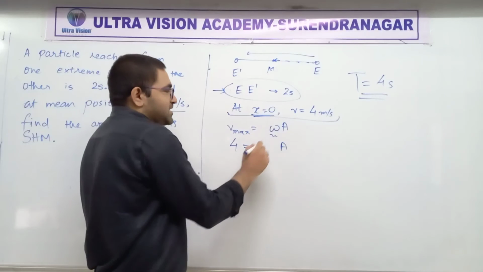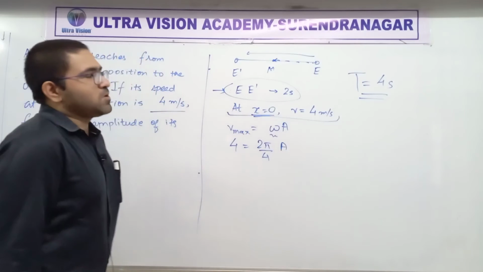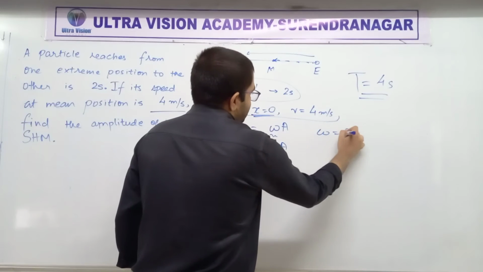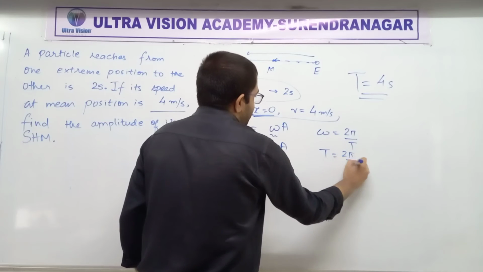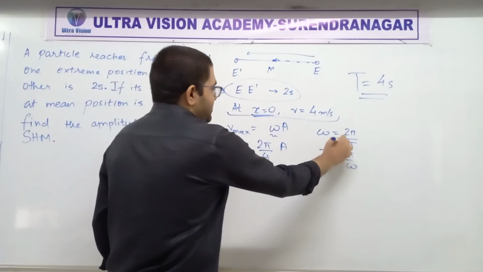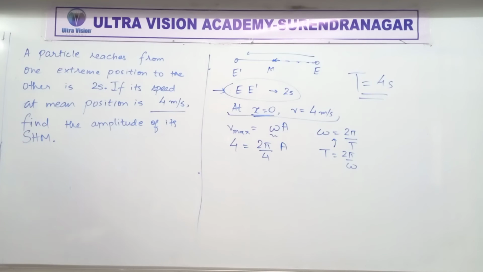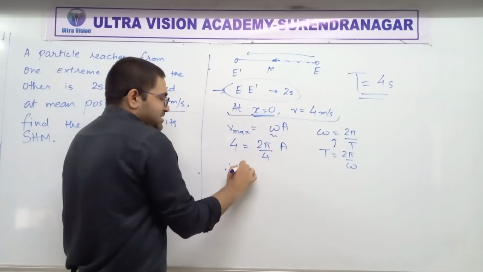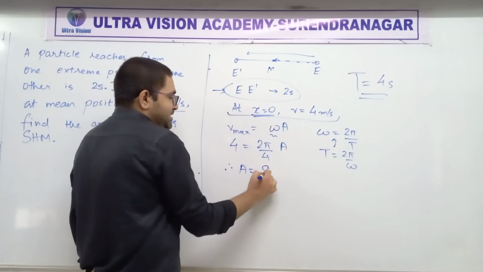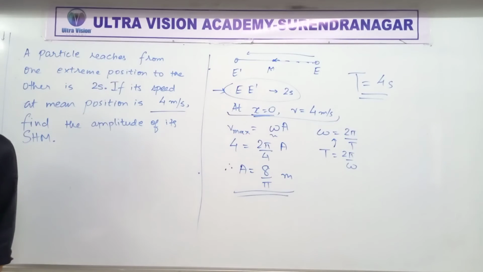So T is 4 seconds, so omega is 2 pi by 4. Clear? Because omega is 2 pi by T. Hopefully you remember we derived the relation that T is equal to 2 pi by omega. That obviously means omega is 2 pi by T. Right? Okay, so that's it. So the final answer is A is equal to 8 by pi meter. Got it? Clear or not clear?